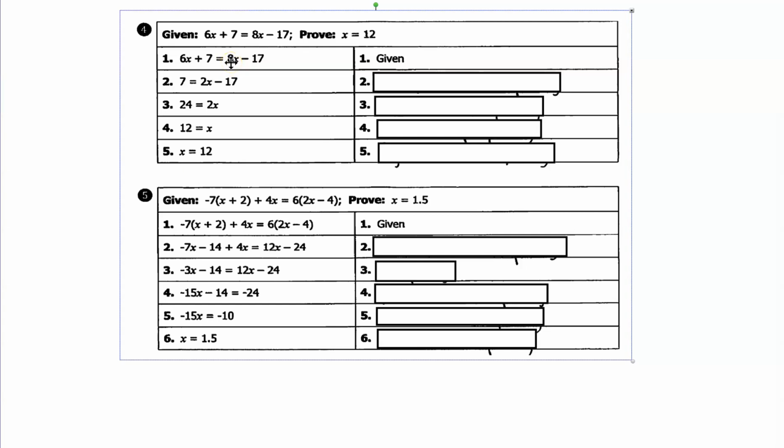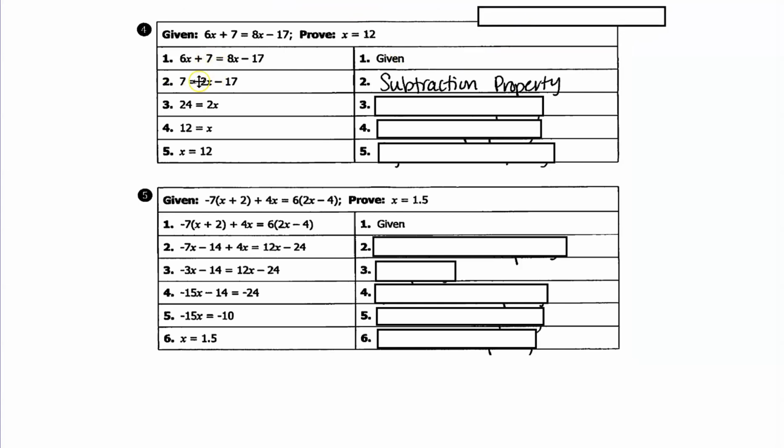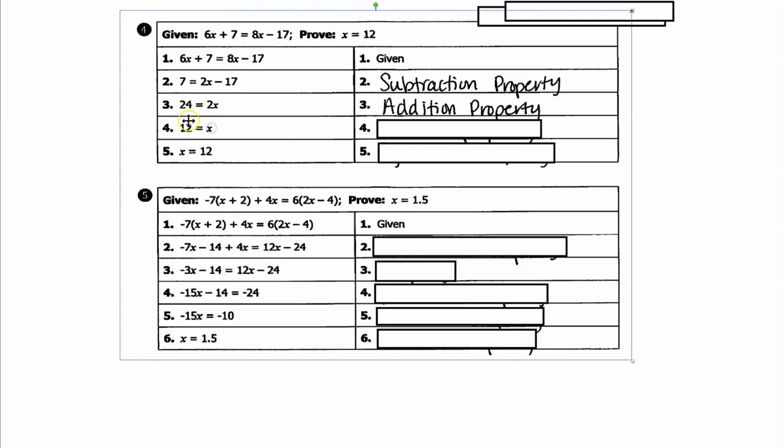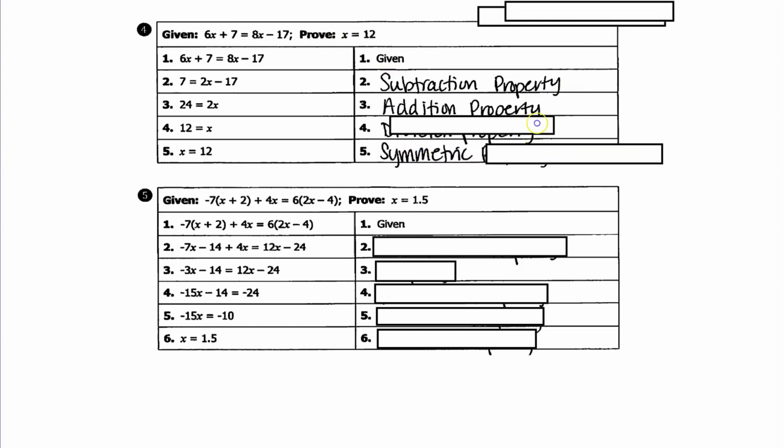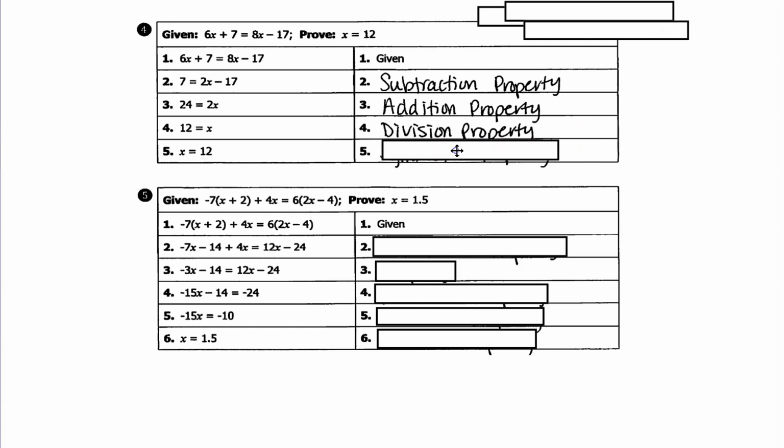So that would be the subtraction property. Now, when we look over here, we notice that this negative 17 is gone and it's moved to this side on the left. Well, when it moved to the left side, what winds up happening is that it is added to 7. So that is the addition property. Finally, we divided by 2, right? And we got x equals 12. 12 equals x, excuse me. That over there, that's the division property.